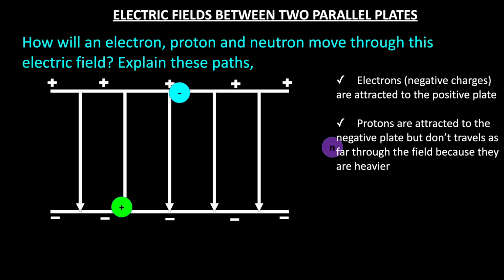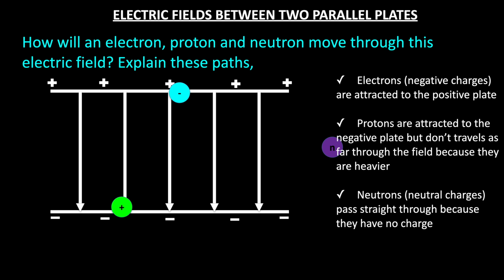Going back to what we discussed earlier, as the proton is far heavier than the electron, it doesn't travel as far, and it ends up here on the negatively charged plate. But the electron travels far further and ends up on the positively charged plate. Feel free to go over this again if you haven't understood the first time.